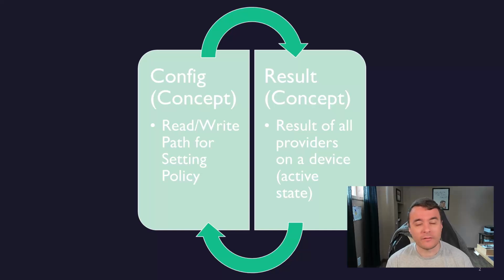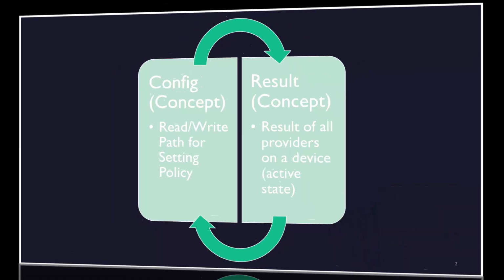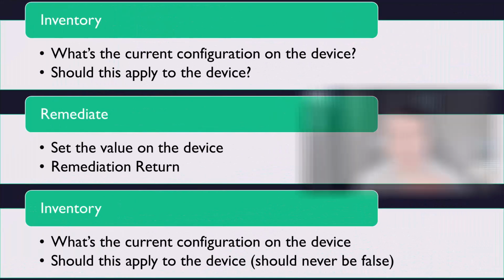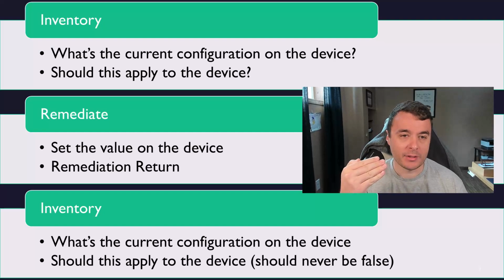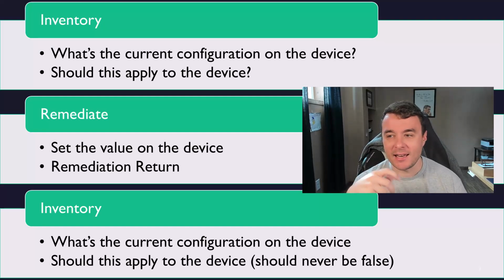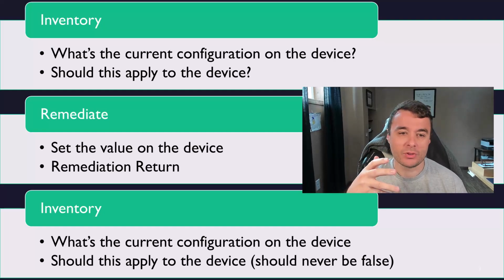So for this, we're going to focus mostly on config, because config is what we use to get the configuration currently set on the device and to set configurations that need to be set on a device, right, for Intune. Now, there's sort of three operations that happen when a device checks in with Intune, okay? The first operation that happens is an initial inventory, right? So this initial inventory tells me, hey, what's the current configuration being set on the device, and should the setting that I need to apply to the device be set in a following task?